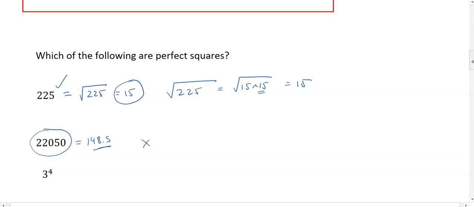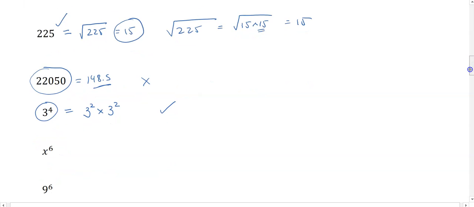What about something like 3 to the power 4? Well, I could calculate 3 to the power 4, get 81, and then square root it. Or I can say, can I just break that into 2 identical factors? Sure, I can break it into 3 squared times 3 squared, right? Since I can break it into 2 identical factors, it is a perfect square. The square root is one of those, which is 3 squared or 9.